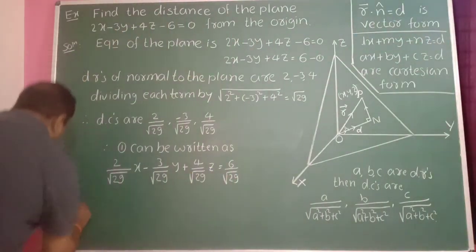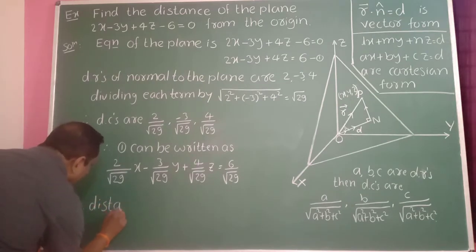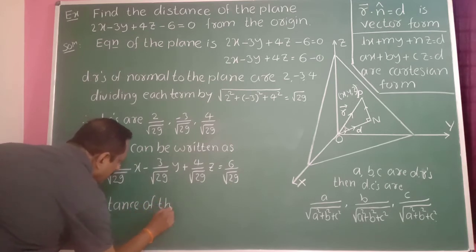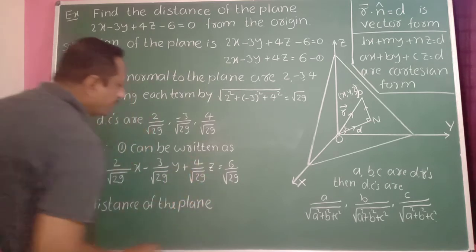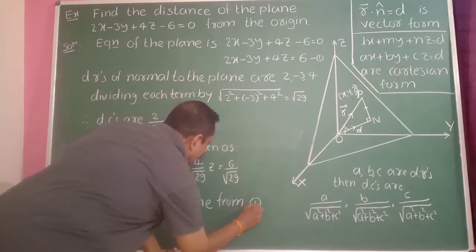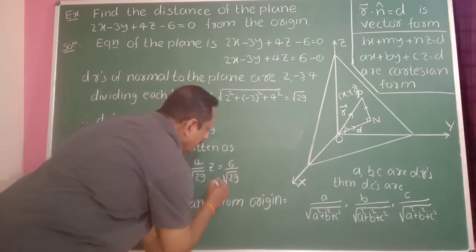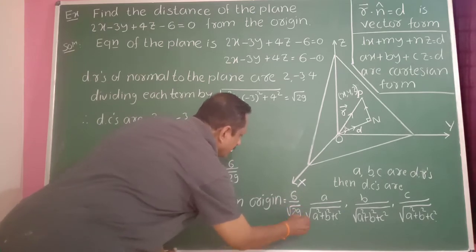Therefore, the distance of the plane from the origin is equal to 6 divided by root of 29.